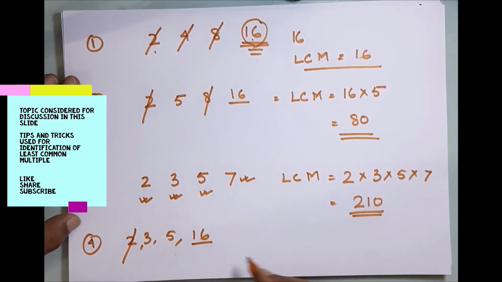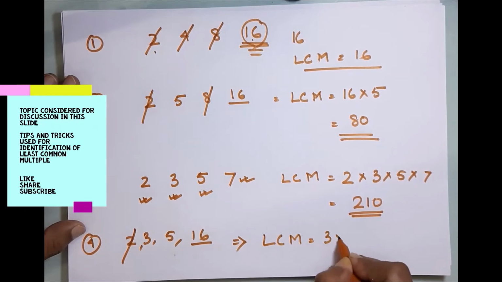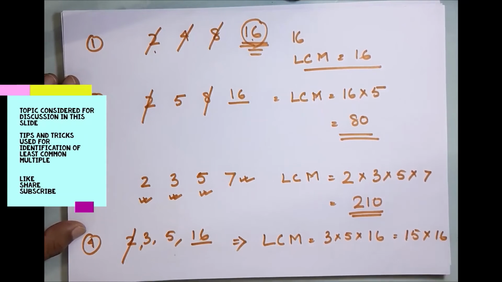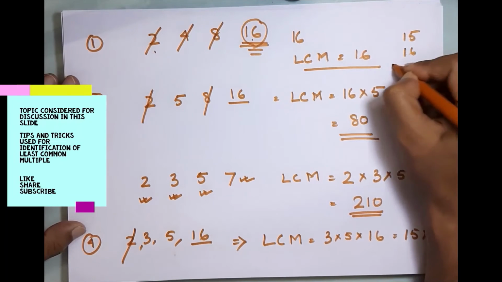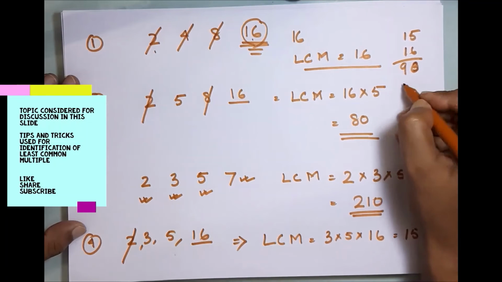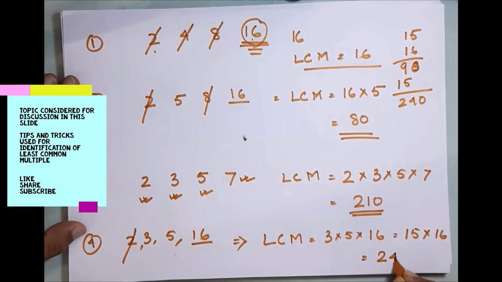The remaining two numbers are prime numbers, and as we already discussed in point number 2, the process of identifying LCM between prime numbers and left out numbers is to simply multiply them. So here the LCM will be 3 into 5 into 16. It will be 15 into 16, so the answer will be 240.